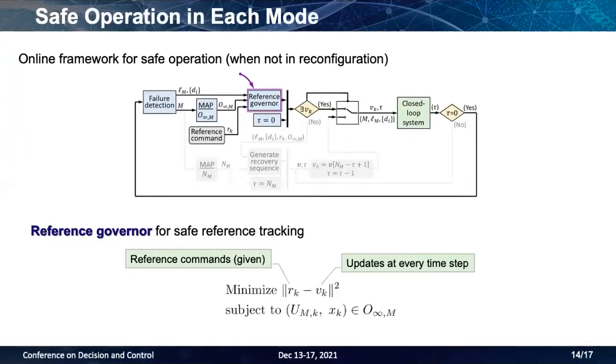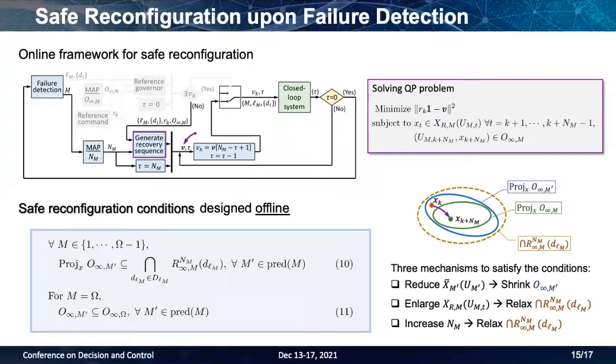Now, during the safe operation online, a reference governor is applied, where the reference command is given by RK, while the modified command VK is updated at every time step by solving the optimization problem at the bottom. Once a failure is detected and isolated, a recovery sequence will be generated by solving the quadratic programming problem shown on the upper right. The safe reconfiguration condition is given by equation 10 and 11, which is to be designed offline to guarantee the existence of the recovery sequence.